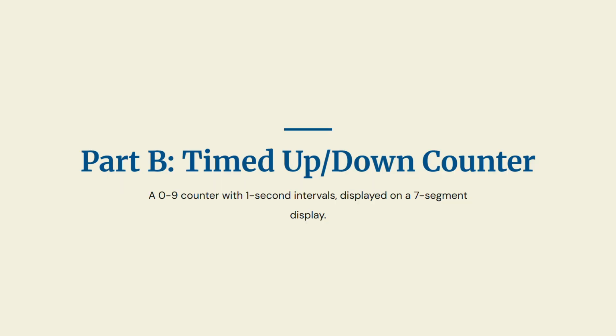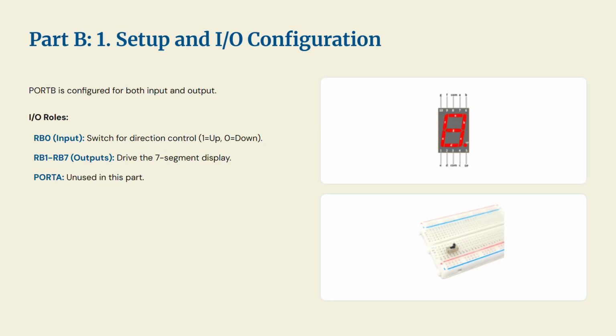Moving on to Part B, the second program demonstrates a timed up-down counter displayed on a common anode 7-segment display, showing how the PIC can perform tasks that involve timing, interrupts, and output formatting. The program sets RB0 as a direction control input, where a high signal triggers an upward count and a low signal triggers downward counting, while RB1 to RB7 serve as outputs to control the 7 segments of the display.